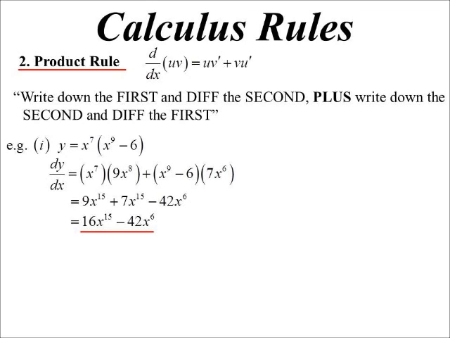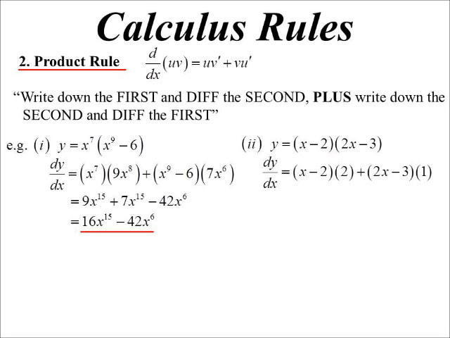Now, a product rule might not be the greatest way of doing that particular example, so it may well be quicker to expand it out to start with. But as I say, just using that as an example of the product rule. Same here, it's probably quicker just to expand out, but I could go: write down the first, x minus 2, diff the second, 2, plus write down the second, 2x minus 3, diff the first, 1. And then tidy all that up, and we get our answer, 4x minus 7.